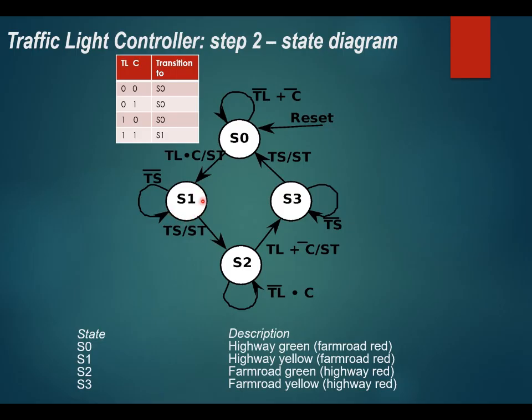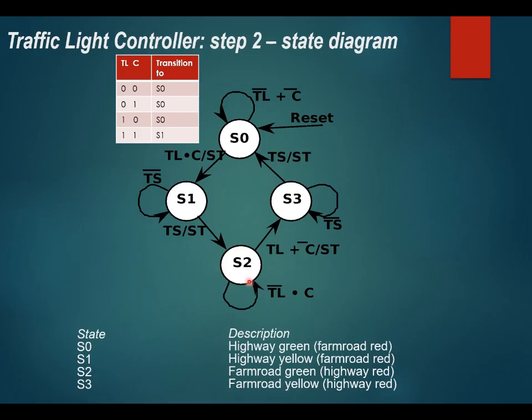Once it enters the yellow light state, it will stay as yellow for as long as the short interval, TS. Don't confuse ST and TS. ST is to start the timer. TS shows that the short interval, the yellow light interval, has not yet expired, so it will stay at S1 until the yellow light expires. Then it will create a pulse for ST again to restart the timer, so that when entering S2 the timer starts counting the green interval for the farm road.